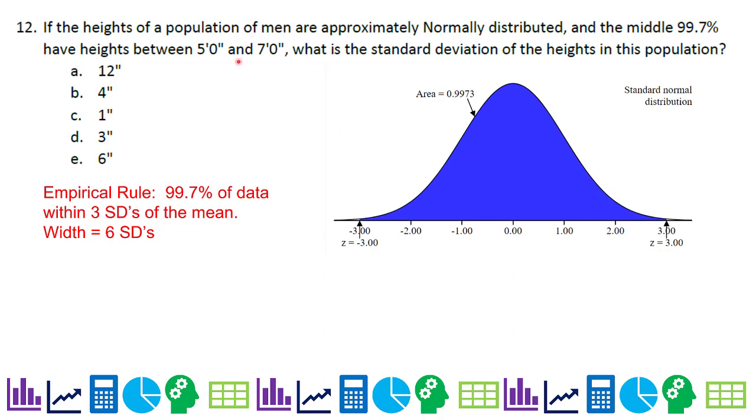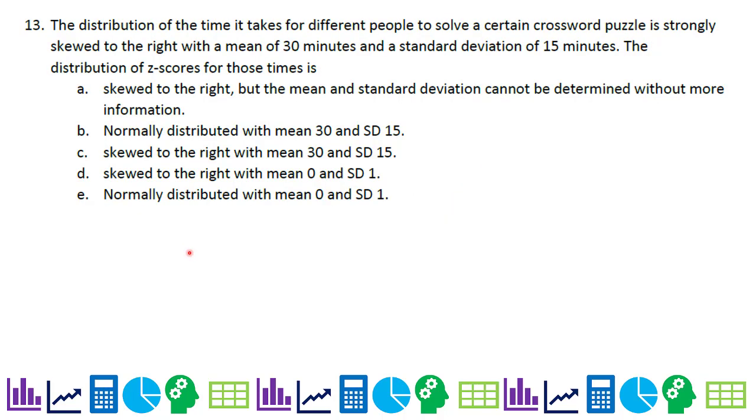Now, what's the width here between 5 foot and 7 foot? Well, 7 foot minus 5 foot is 2 foot. But notice these are in inches, so I have to change it to inches. And I know this is 6 standard deviations wide, so I divide by 6, and I get a standard deviation of 4.